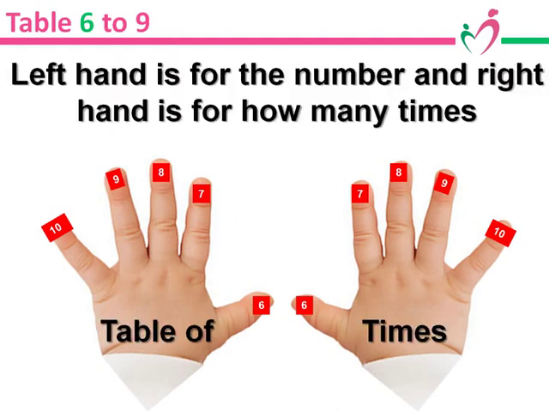The left hand is the table's hand, and the right hand in this image is the times table. Means on the left side, if you wanted to do 7 multiplied by 8, the table's hand is the left side. The second finger is of 7. And the times table, which is multiplied by 8, is on the right side, which is the third finger, the middle finger.